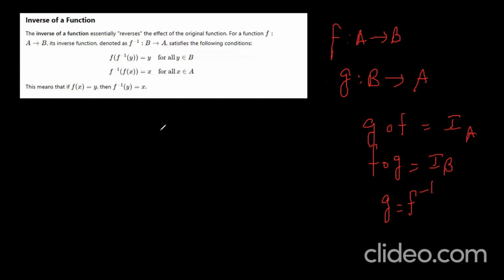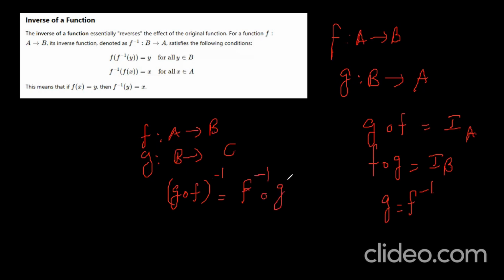And one more important point: F maps A into B and G maps B into C are two bijective functions, then G circle F inverse is equal to F inverse circle G inverse. Okay, F inverse circle G inverse. This is very important. Okay, so these are the important points related to the inverse function. Okay, very good.